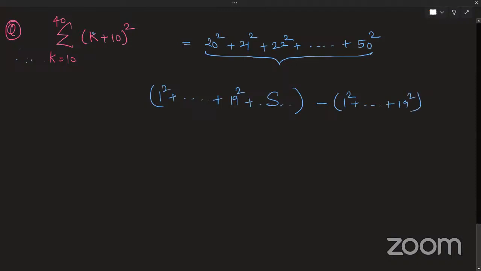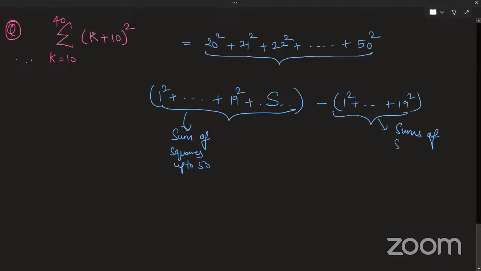this thing, right? So what is this? This is the sum of squares up to 50. And what is this? Sum of squares up to 19. So that is what I am asking you to do. So it is basically S50 minus S19.